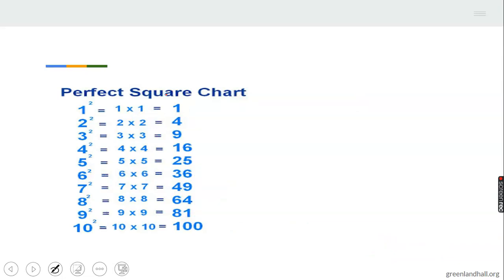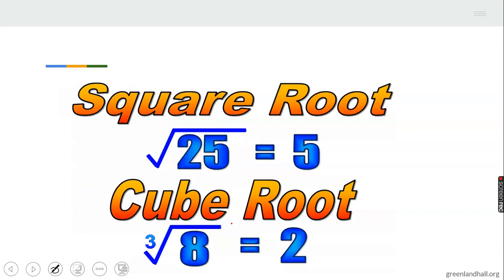These are perfect square charts. 1 square is 1 times 1, which is 1. 2 square is 2 times 2, which is 4. 3 square is 3 times 3, which is 9. 4 square is 16. 5 square is 25. 6 square is 36. 7 square is 49. 8 square or 8 raised to power 2 is 64. 9 raised to power 2 is 81. Then 10 raised to power 2 is 100. Those are for the powers.